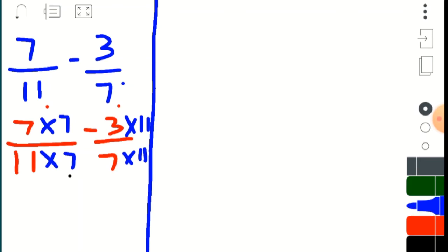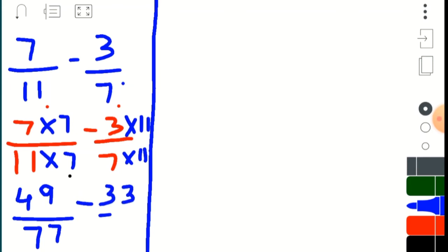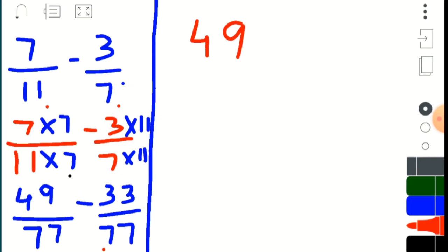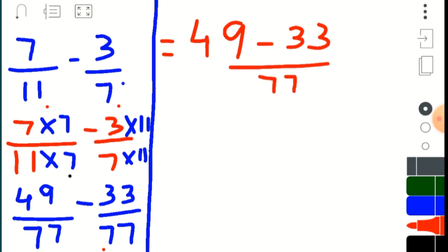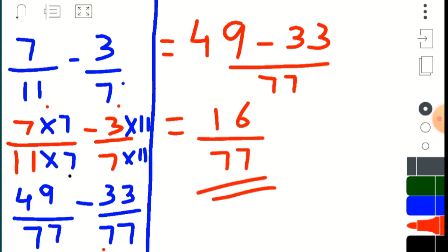Now what is the answer you are getting? 7 sevens are 49 upon 11 sevens are 77, minus 3 11s are 33 and 7 11s are 77. Now your denominators are same. Now you can do the subtraction. What is the equation you are getting? 49 minus 33 upon 77. Only one time you will write the denominator, as you have made the denominators same. Now 49 minus 33 is 16 upon 77. So this is your final answer. This way you can do the subtraction sums.